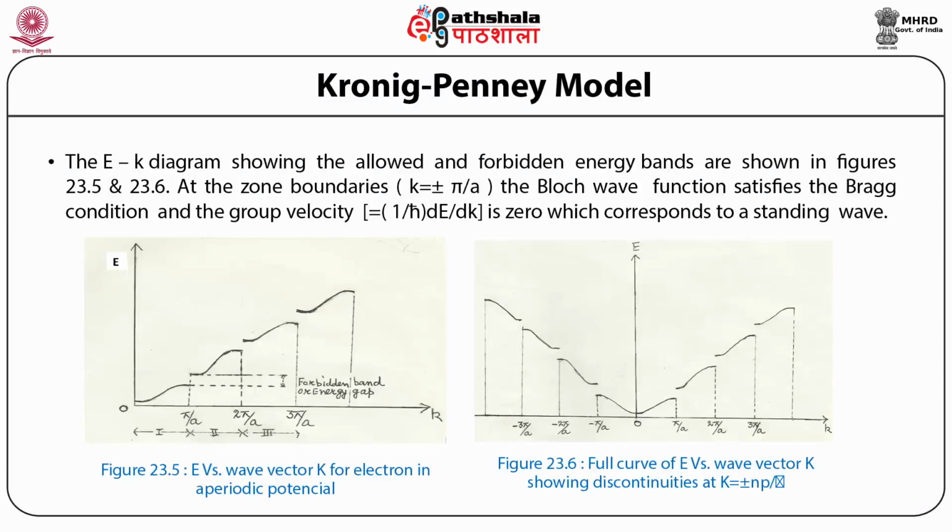The E-k diagram showing the allowed and forbidden energy bands is shown in figures 23.5 and 23.6. At the zone boundaries, that is k equal to plus minus pi by a, the Bloch wave function satisfies the Bragg condition, and the group velocity, which is given by 1 upon h cross into dE by dk, is 0, which corresponds to a standing wave.